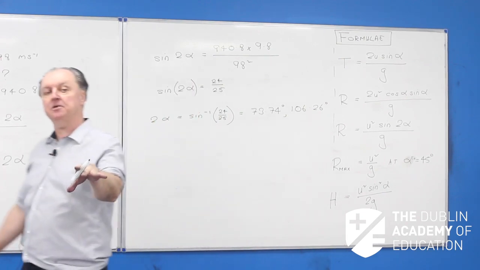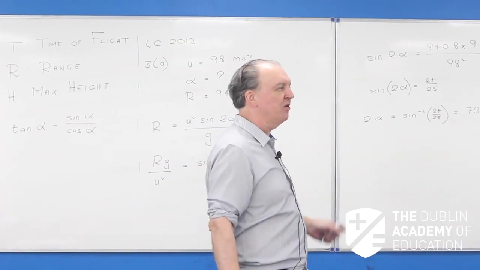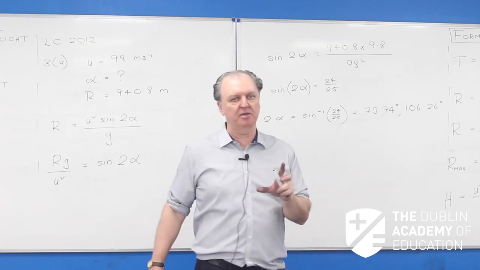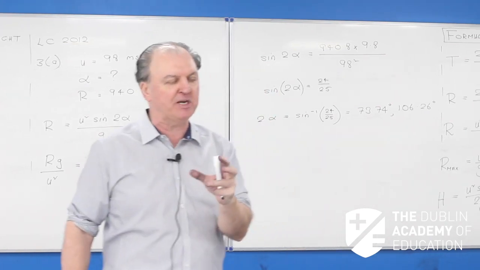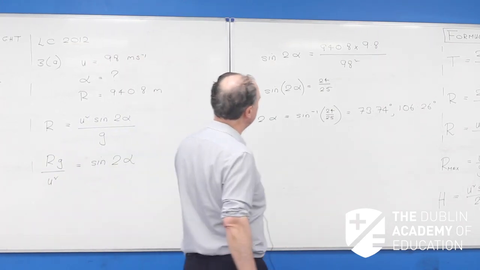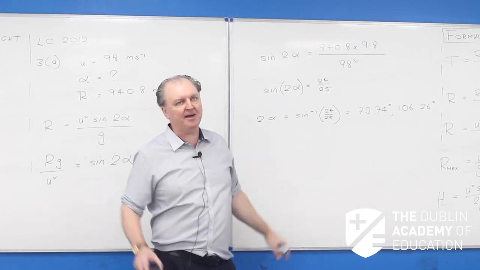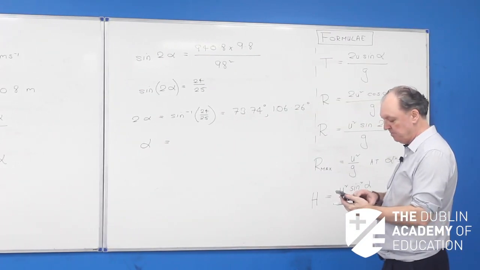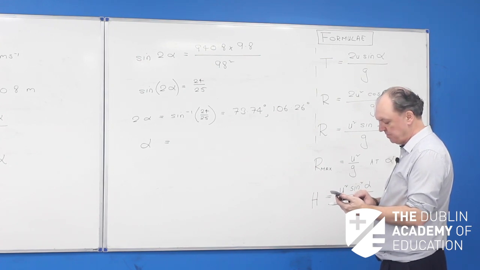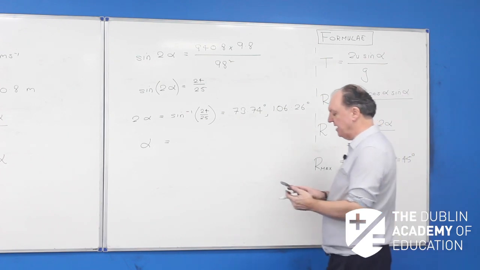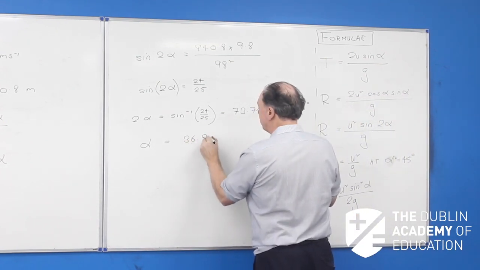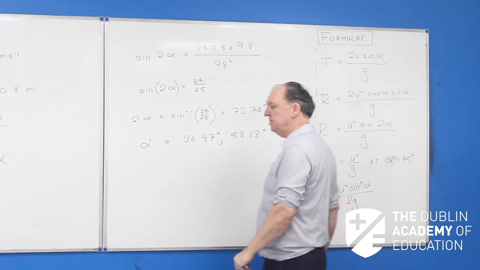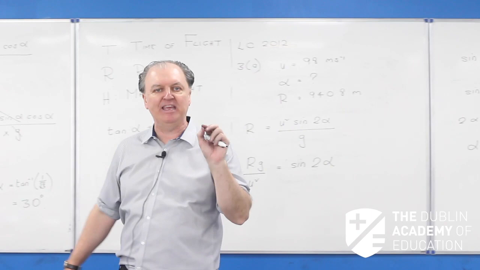So the calculator will give you the acute angle, the first angle. The other angle, the calculator doesn't give you. You have to work it out yourself, the obtuse angle, by taking it away from 180. But that trigonometry lesson associated with projectiles will explain that in more detail. Now, it's not 2 alpha I want, it's alpha I want. So alpha is equal to those two answers divided by 2. So I get 36.87 degrees. Divide the other by 2 and I get 53.13 degrees. So both those angles will give exactly the same range.